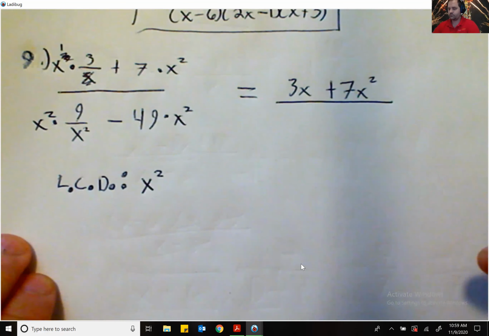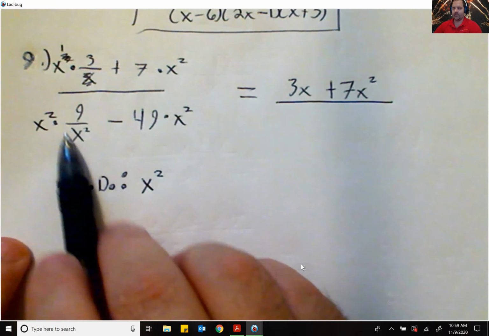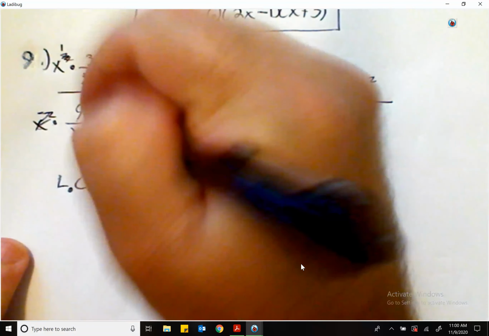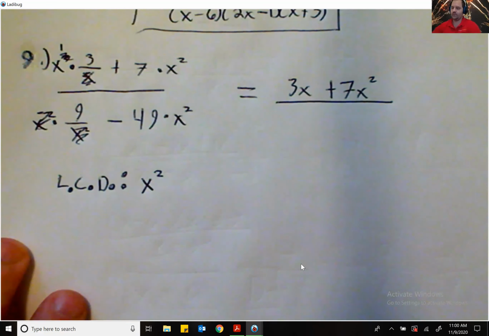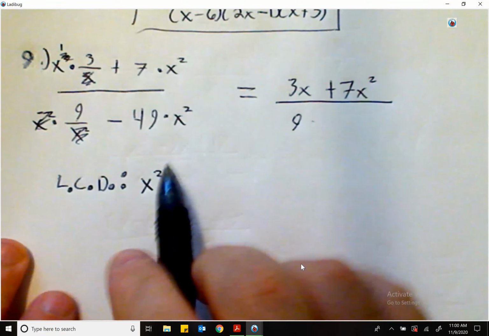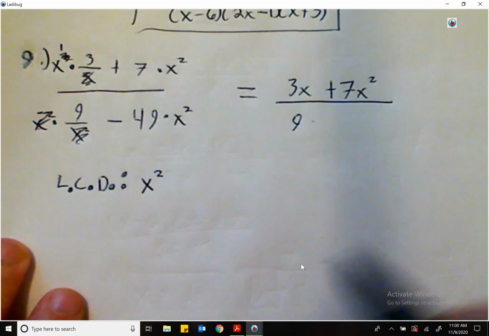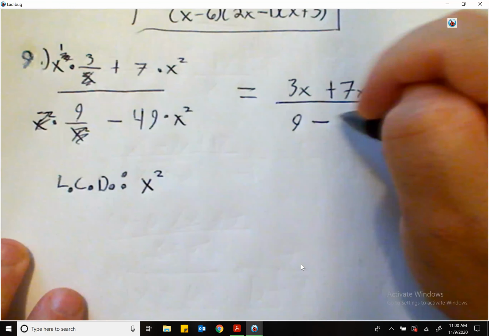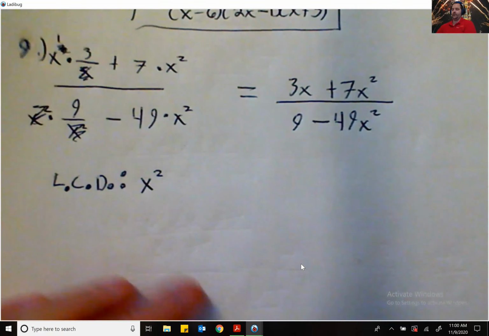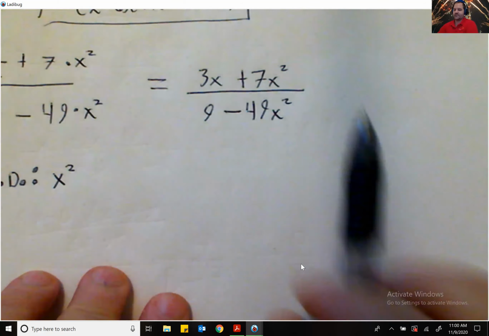Okay. What's going to happen between this x squared and this denominator of x squared? They cancel out. Yeah, now they all go away. Left with 9. And then what's going to happen between the negative 49 and the x squared? Negative 49x squared. All right. And so this is where you will now factor, because you're just going to simplify that rational. So this is what needs to factor.